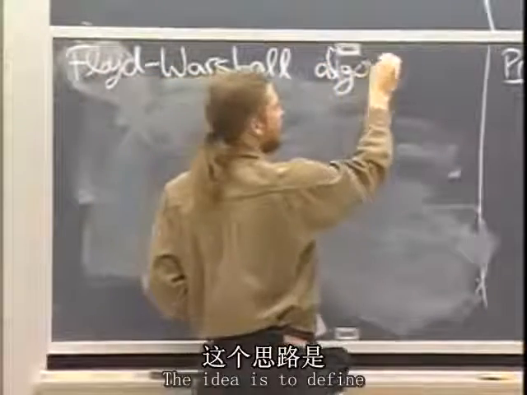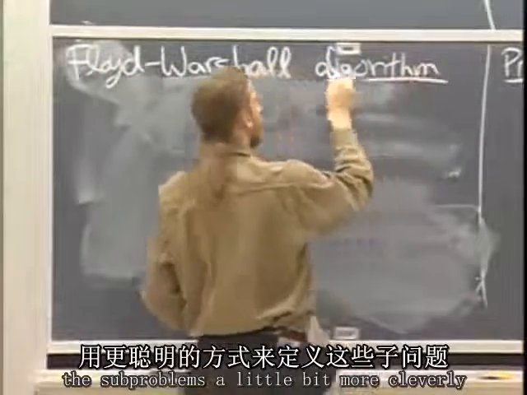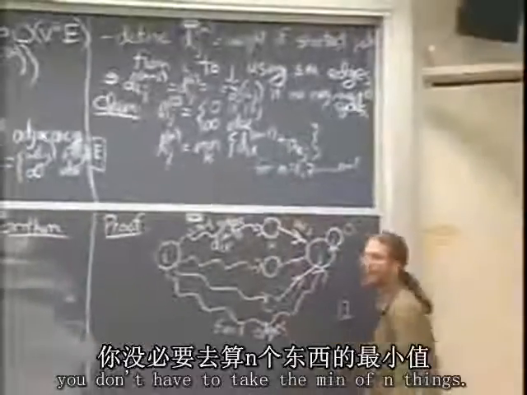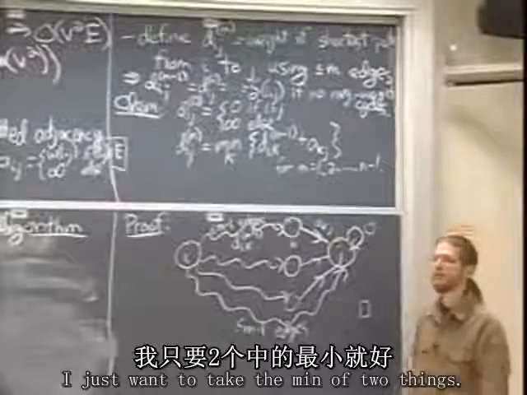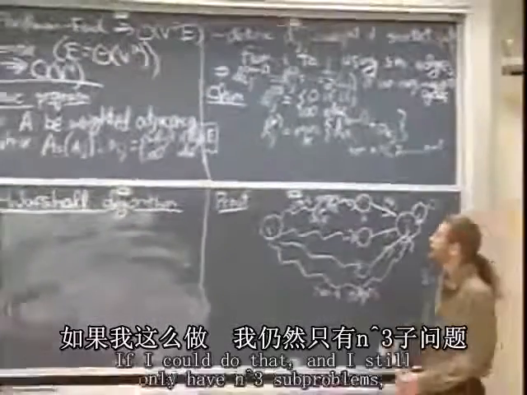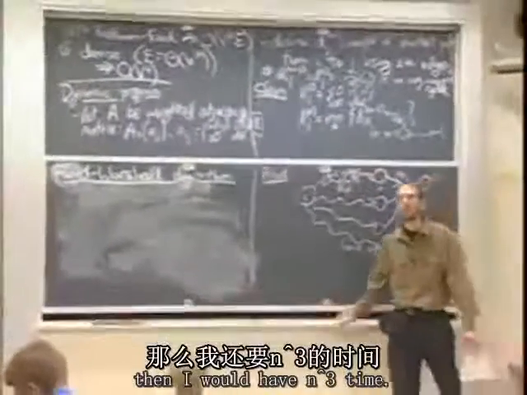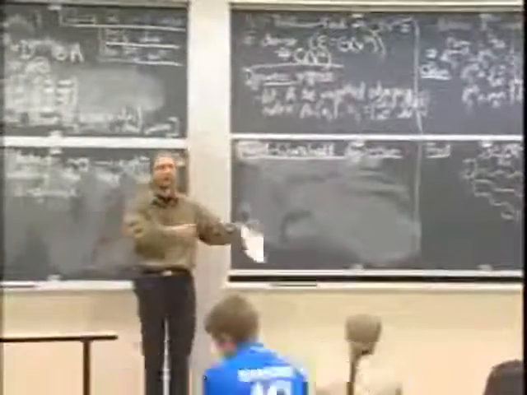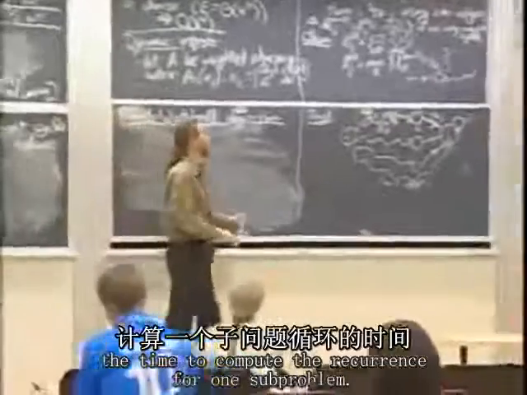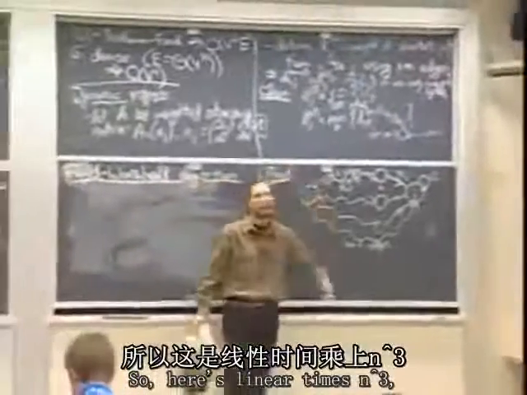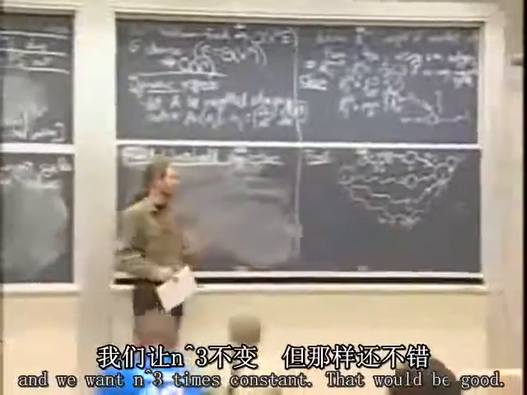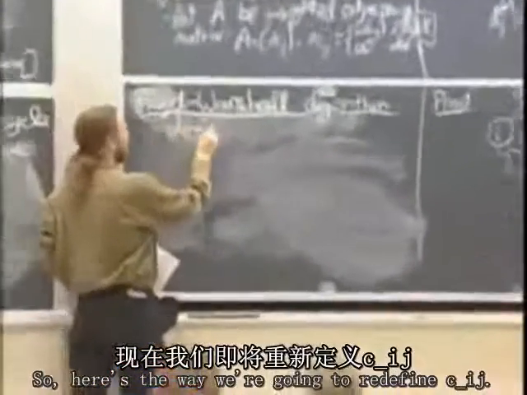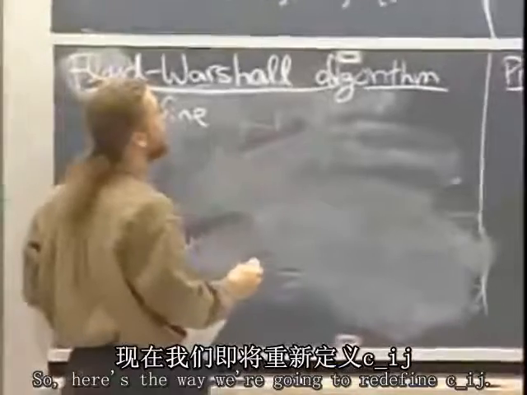The idea is to define the subproblems a little bit more cleverly so that to compute one of these values, you don't have to take the min of n things. I just want to take the min of 2 things. If I could do that and it still only have n cubed subproblems, then I would have n cubed time. So the running time of a dynamic program is number of subproblems times the time to compute the recurrence for one subproblem. So here it's linear times n cubed, and we want n cubed times constant. That would be good. So that's Floyd Warshall. So here's the way we're going to redefine Cij, or I guess there it was called Dij.